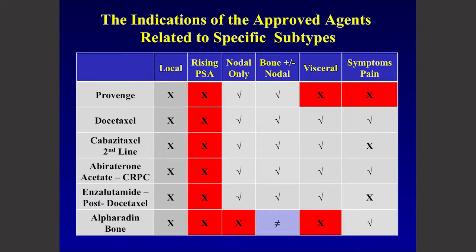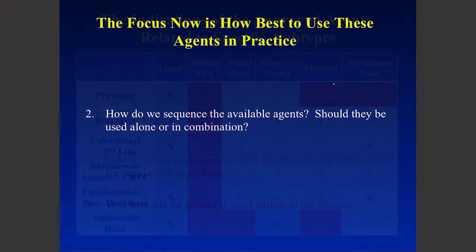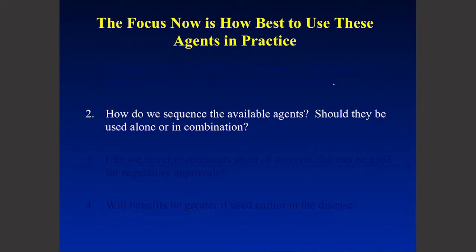For visceral disease, Provenge is clearly contraindicated, similarly for alpharadin, because the likelihood of this contributing, again, the drug simply will not work. You can have some nodal disease if a patient is symptomatic with alpharadin. And again, symptoms of pain, although patients in most of these trials had pain, the formal indications within the labels are checked here. Okay, how do we sequence the available agents?